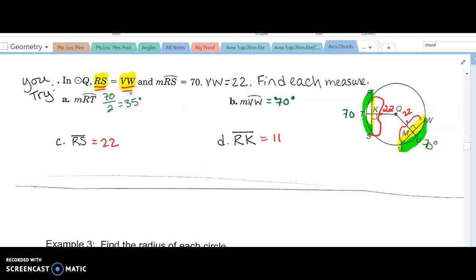So RT was just half of the arc, so it was half of the 70, which was 35. VW, again, pay attention, it's the arc because it's got the swoopy thing over it, not the line. Again, 70. RS, now this time look, it's a line bar on top, so they mean the length of the chord, which would be 22, and for the last one, RK, again, length of half a chord would be 11.